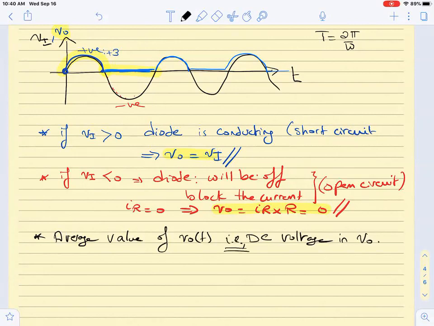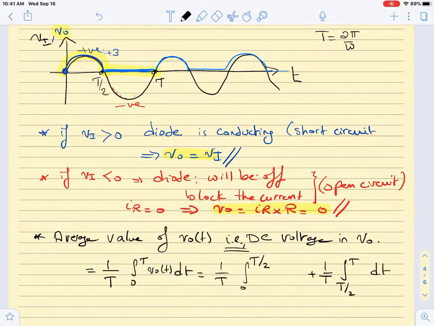Okay, and this is equal to 1 over T integral between 0 and T of VO of T. How is VO of T divided? This is T here and this is T over 2. Right? So between 0 and T over 2 I have a quantity, and I have 1 over T integral between T over 2 and T. In this between T over 2 and T, how much is V out? 0. 0, this whole section is gone. And between 0 and T over 2, what is the expression for V out?